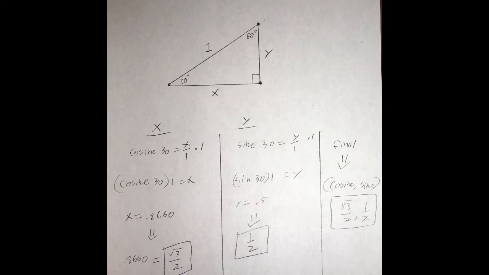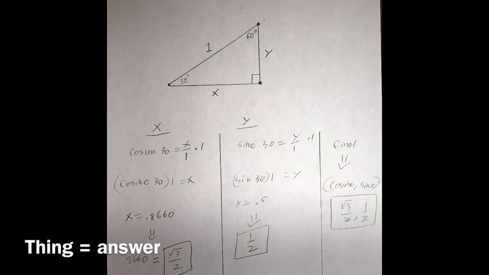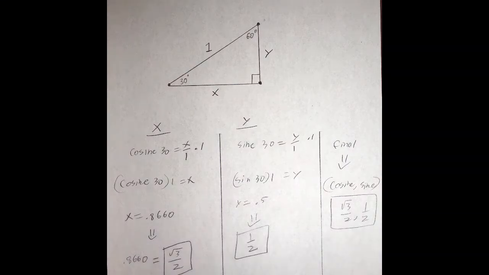So we're just going to go left to right and solve it out. So as you see, cosine of 30 equals x over 1. So we just multiply by 1 and then put it in the calculator, cosine of 30. I am in degrees mode, so make sure you're in that mode as well. And a little thing, 0.866 is also equal to square root of 3 over 2.